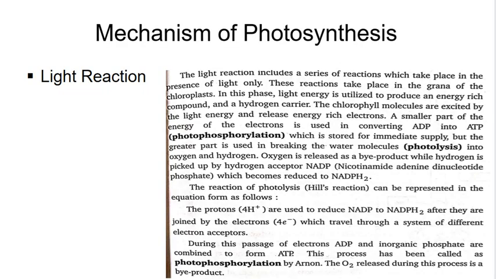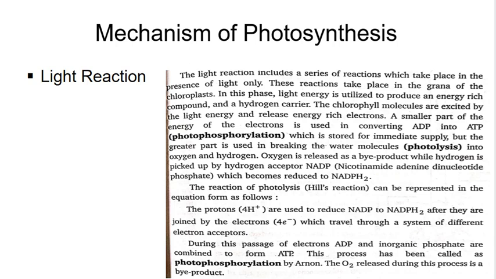Now we come to the mechanism of photosynthesis. The overall process of photosynthesis can be divided into 2 main phases, namely the light reaction and the dark reaction. So now we begin with the light reaction. Light reaction includes a series of reactions which take place in the presence of light only. So, light reaction means light is a necessity. These reactions take place in the grana of the chloroplast.